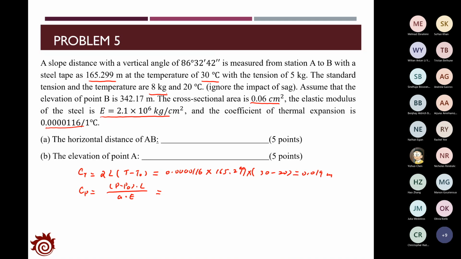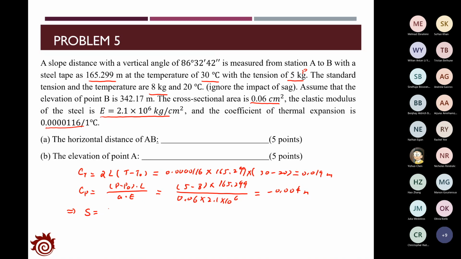So the applied tension is 5 kilograms, and the standard tension is set as 8 kilograms, times the total length 165.299, divided by A, which is 0.06 times 2.1 times 10 to the power of 6. So this one will give you the correction of the tension as 0.004 meters. And with that, you can find out the true slope, the true distance of the slope.